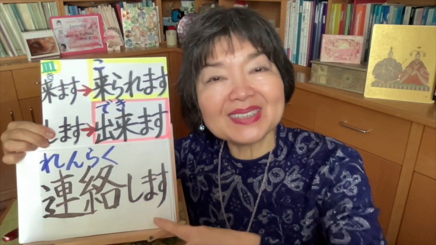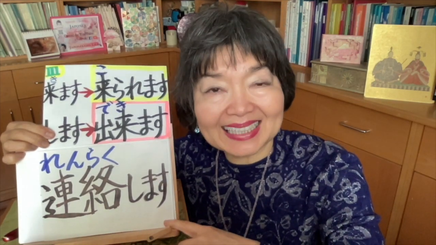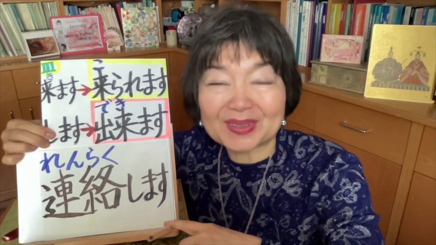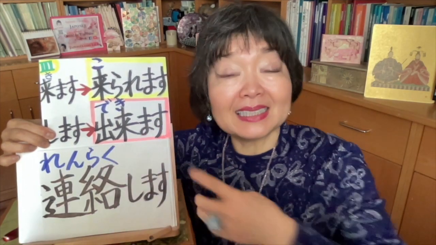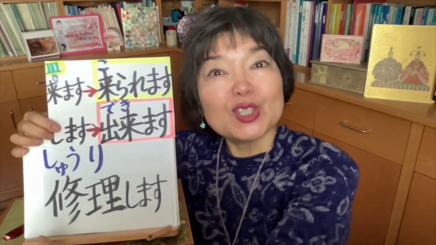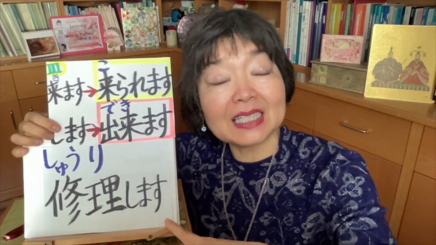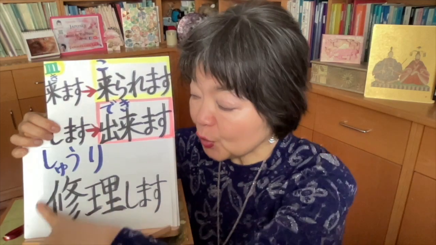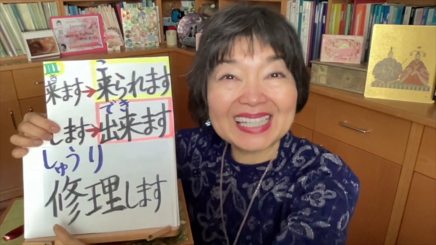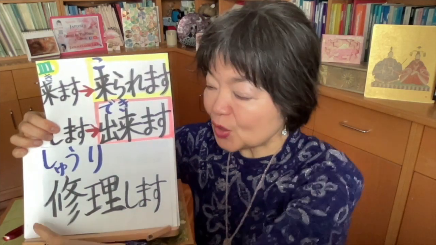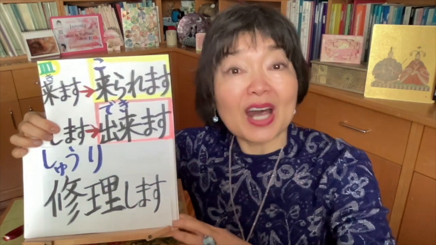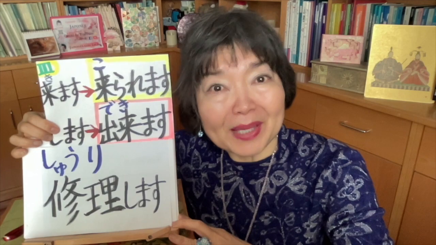Today you're going to learn lots of verbs. Okay? 連絡します, to contact or to get in touch with someone. 連絡できます. I can get in touch. 修理します. To repair. 修理 is reparation. And 修理します, the verb to repair or to fix. So 修理できます. I can fix. I can repair.